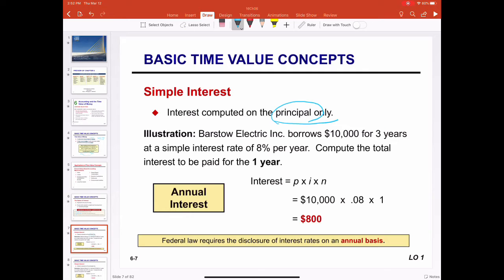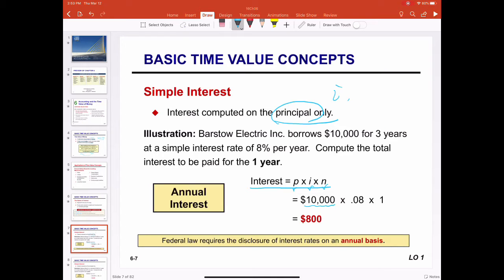So if the interest rate is fixed, the interest per each period will be the same. For example, this is a formula for the simple interest. It is a function of three factors: principal, interest rate, and number of periods. So for each period, the interest is the same. Why? Because the principal is the same.